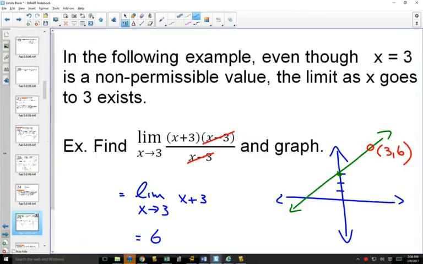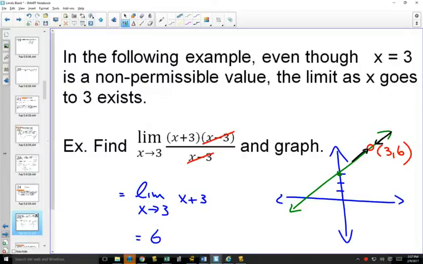So this is equal to 6. Graphically, we see why that happens, because our graph was that straight line with a hole in it. What happens when we get close to 3 from the left side or close to 3 from the right side? We get close to that point (3, 6). And so what your limit is finding, as x gets close to 3, what does your y value get close to? It gets close to 6.